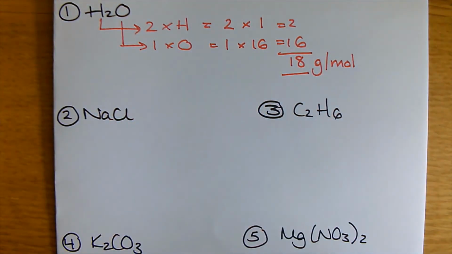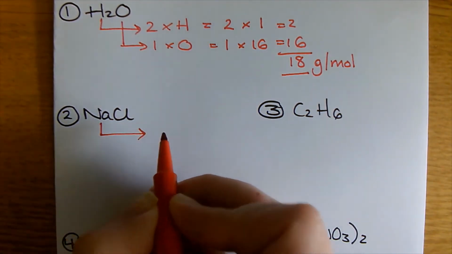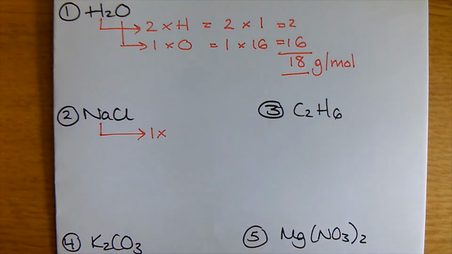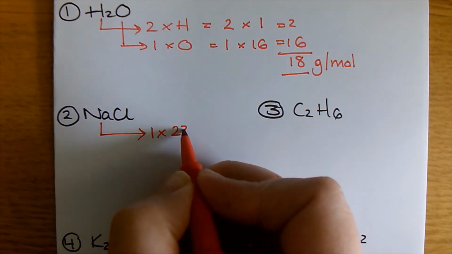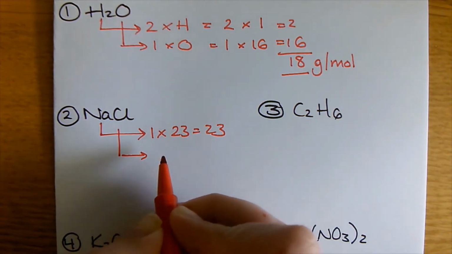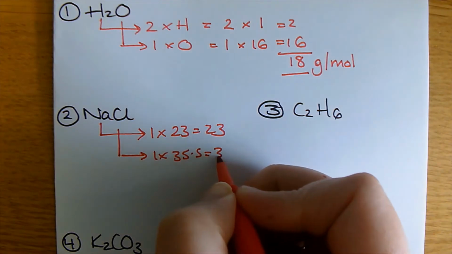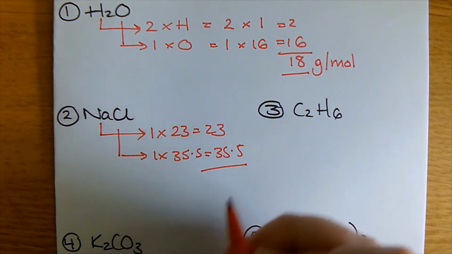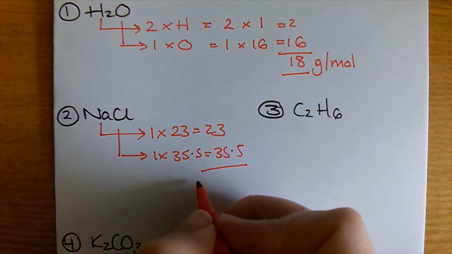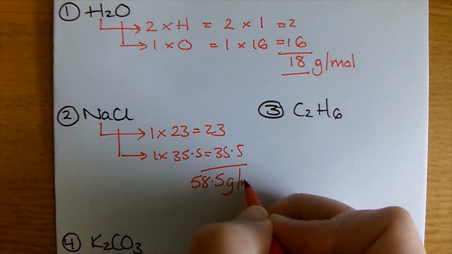Keeping along the same lines of difficulty, we'll have a look at sodium chloride. There is only 1 sodium here. The relative atomic mass for sodium is 23. We only have 1 chlorine, and its relative atomic mass is 35.5. Add those together and you'll get a gram formula mass of 58.5 grams per mole.